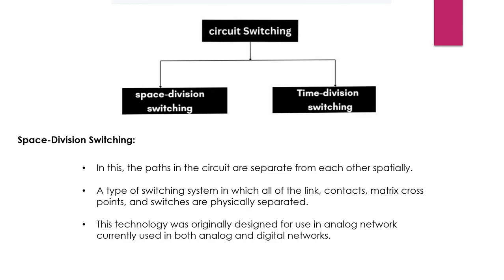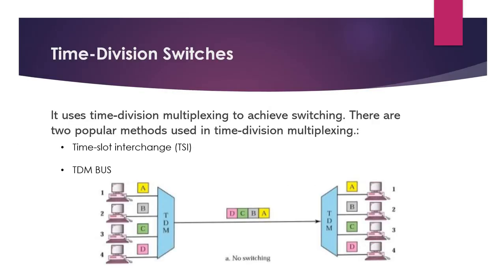Now we are going to see the time division switch. Time division switches use time division multiplexing to achieve switching. There are two popular methods used in time division multiplexing. One is time slot interchange. The other one is TDM bus. Here, this is on the diagram.